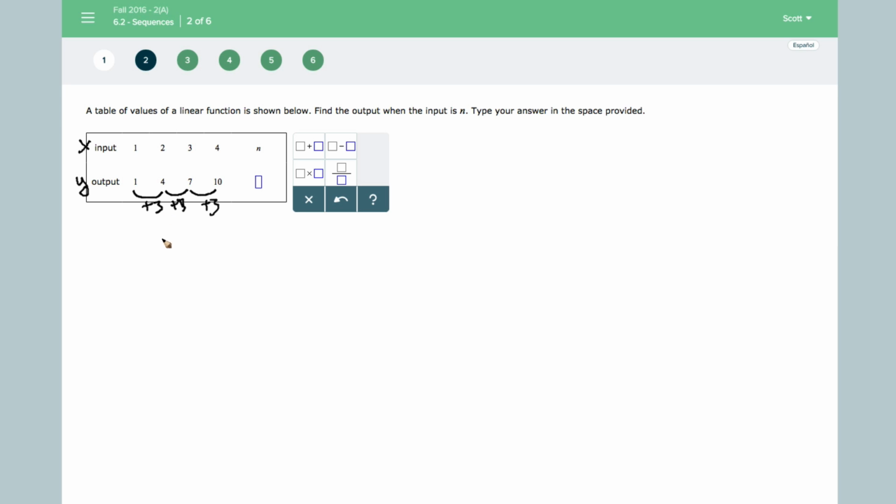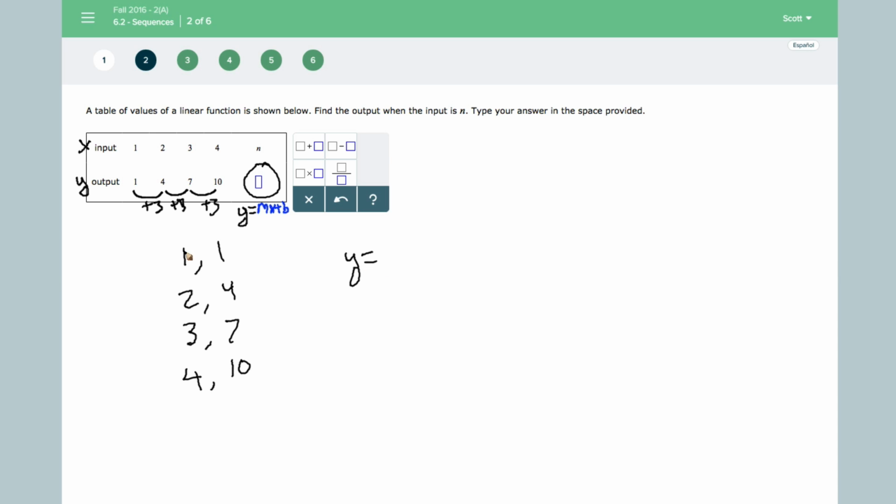Now, inputs are always x, so here we have 1 comma 1 because the outputs are y. 2 comma 4. 3 comma 7. 4 comma 10. And what it's looking for right here is the equation. We have y equals, and what it wants is the mx plus b. That's what it wants. So with that in mind, let's see what the pattern is.